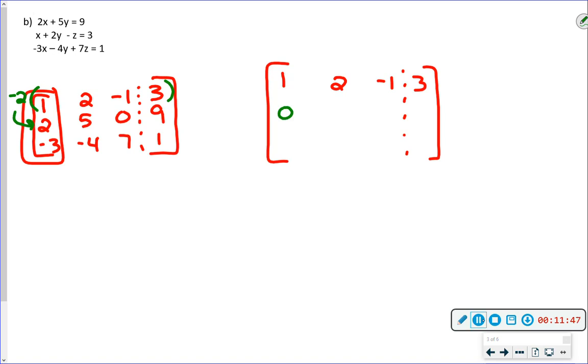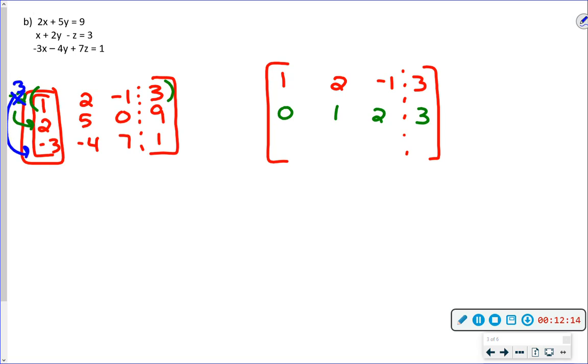Quick, negative 2 times that, of course, 0. Negative 2 times 2, negative 4 plus 5. Negative 2 times negative 1, 2 plus 0. Negative 2 times 3, negative 6. Negative 6 plus 9. Okay, so we have the bottom row to go. What gets rid of a negative 3? Positive 3. So really, I'm just going to cross this off. We're going to multiply by 3 now and add it into the bottom row.